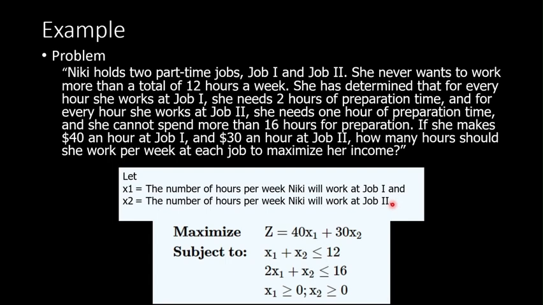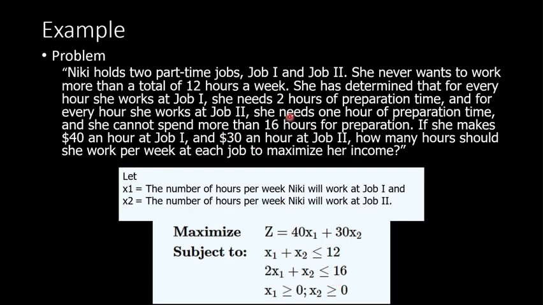In a similar way, and as stated, 2 hours of preparation are needed per hour of work at job one, and 1 hour of preparation is needed for each hour of work at job two. Mathematically, this means that 2x1 plus x2 must be less than or equal to 16 hours.